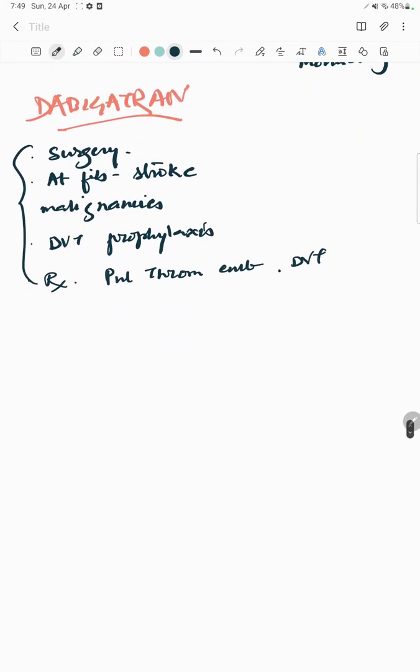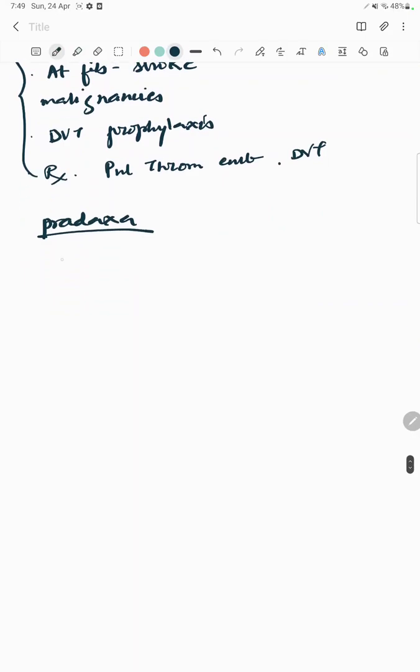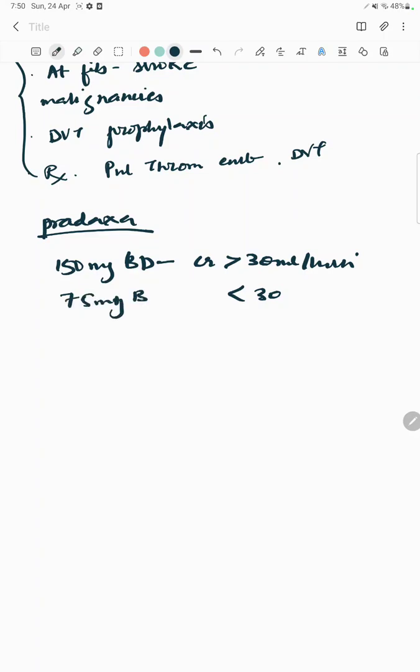So when you know the indications and you want to start the patient on any of these medications, Dabigatran, also known as Pradaxa, comes in 2 doses based on the creatinine clearance of the patient. You put the patient on 150 mg BD, twice a day, if the creatinine clearance is more than 30 ml per minute, and if it is less than 30 ml per minute, then the dosage is 75 mg BD.